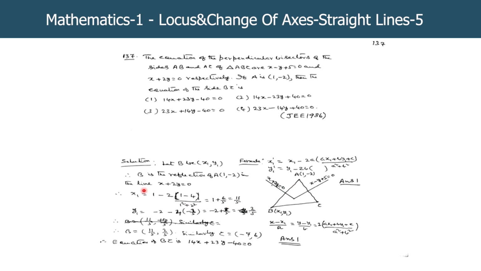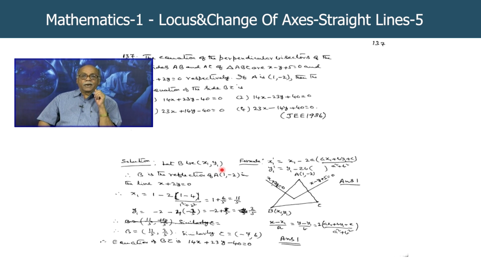If you use the reflection or image formula, and all of you know, if (h, k) is the image of (x1, y1) in the line L: Ax plus By plus C equal to 0, then h is equal to x1 minus 2A into (Ax1 plus By1 plus C) by (A square plus B square), and k is equal to y1 minus 2B into (Ax1 plus By1 plus C) by (A square plus B square).